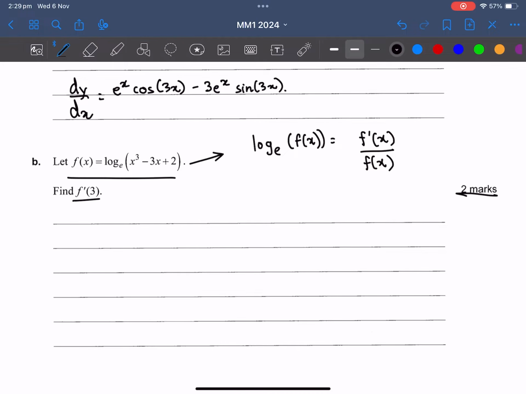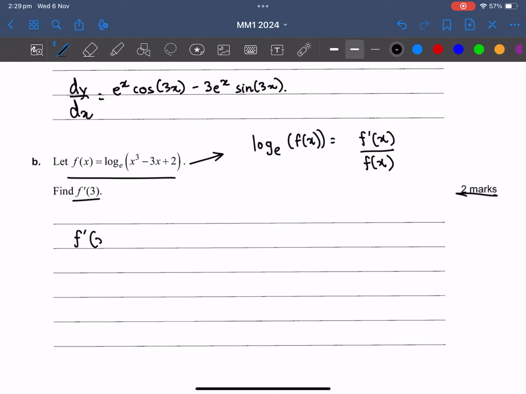Always. This is a trick to differentiate these types of functions quickly. And if you want to know the proof and stuff, just go to one of my shorts. I've explained it there. I'll link it down in the description below as well. Okay, so using this trick, let us quickly differentiate.